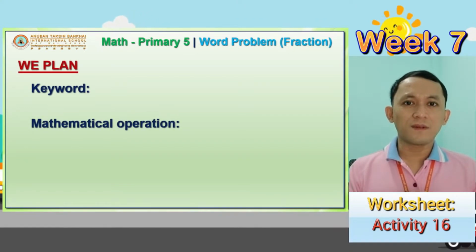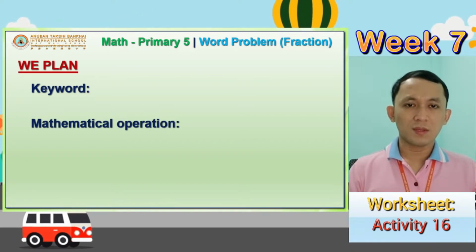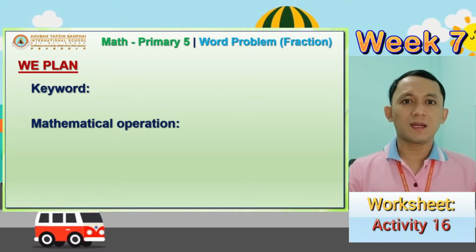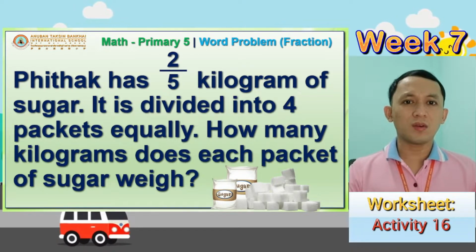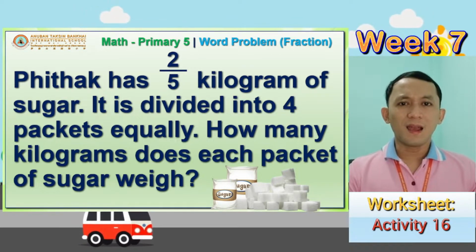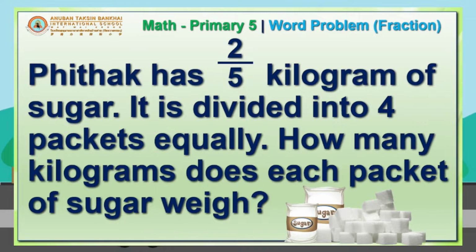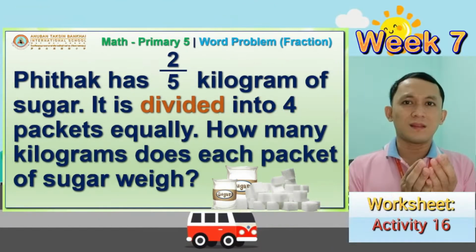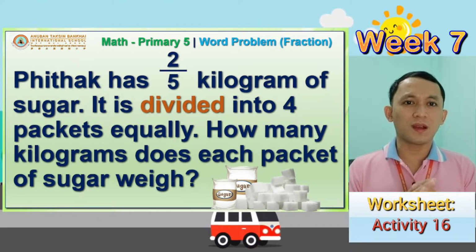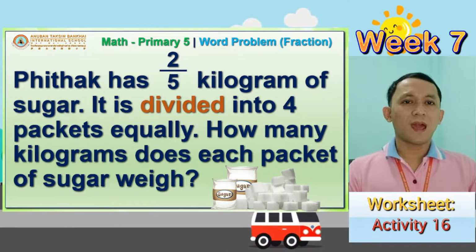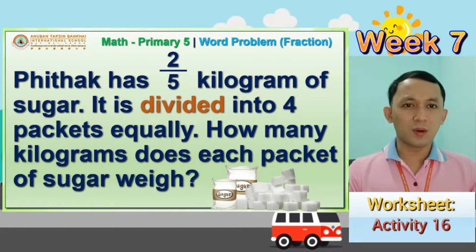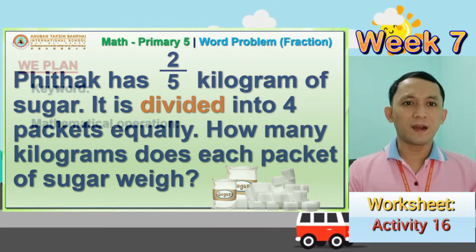Let's identify the keyword and the mathematical operation that we are going to use. So let's go back now to our word problem. I think the word here is very obvious. Of course, we have the word divided. So meaning we have the fraction of kilogram of sugar, and we try to divide that sugar. So that is now our keyword. So we're going to write divided.